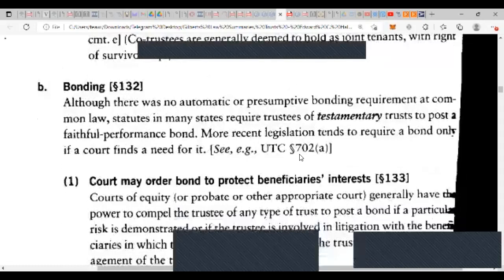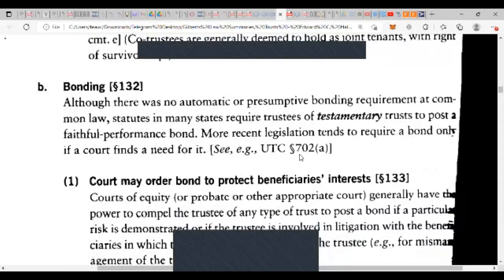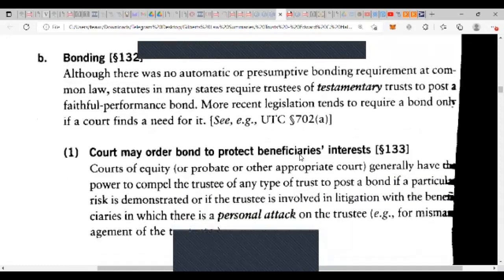Number B, bonding, Section 132. Although there was no automatic or presumptive bonding requirement at common law, statutes in many states require trustees of testamentary trusts to post a faithful performance bond. More recent legislation tends to require a bond only if a court finds a need for it. UTC Section 702(a).